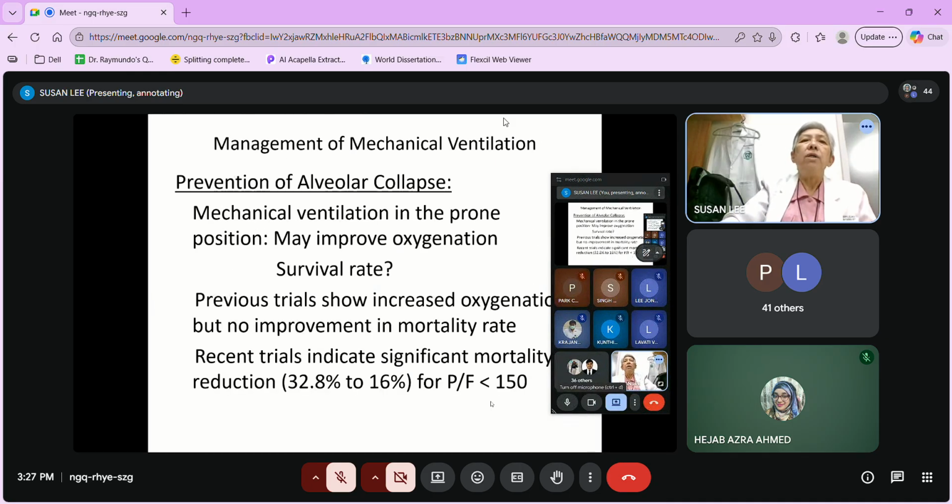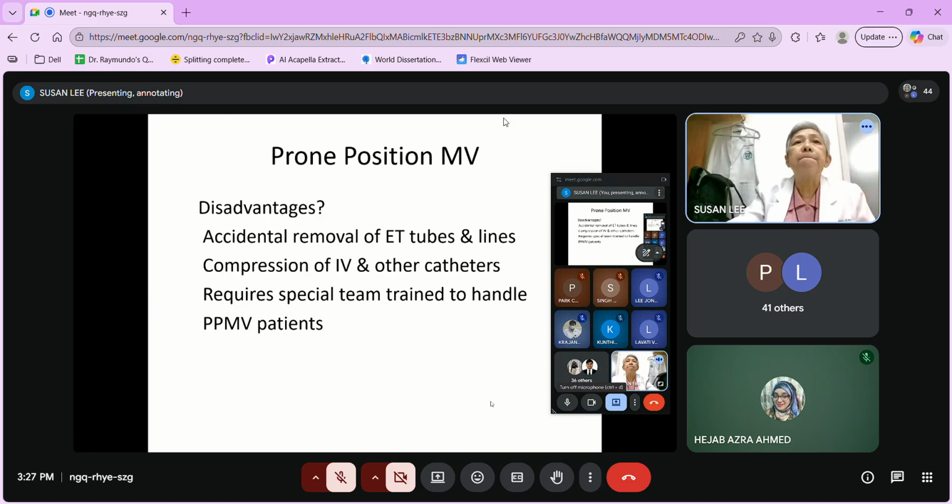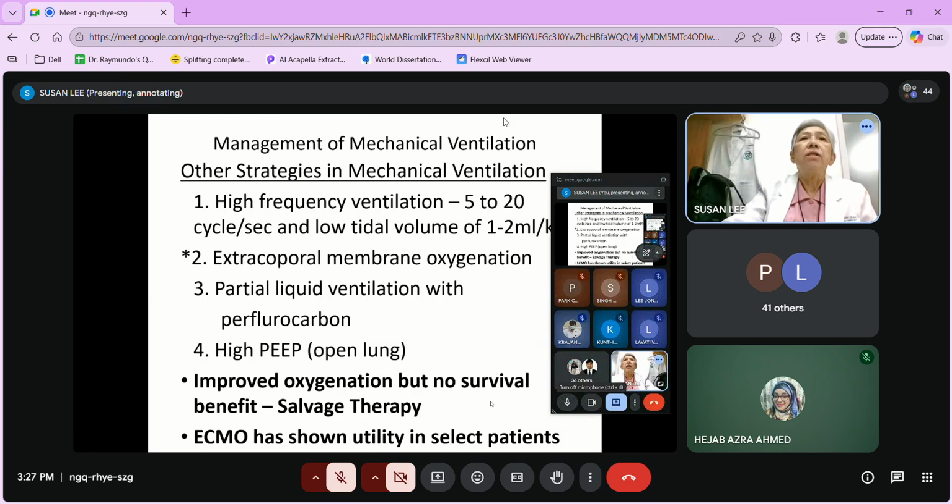Okay. So the so far the improvement in survival has been seen with the lower tidal volume. Okay. So other ventilation setting that you can use, but of course, it is not being used very often.